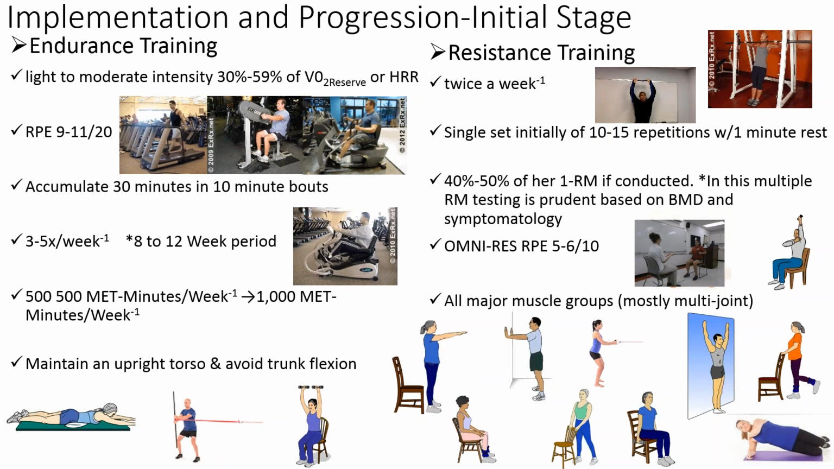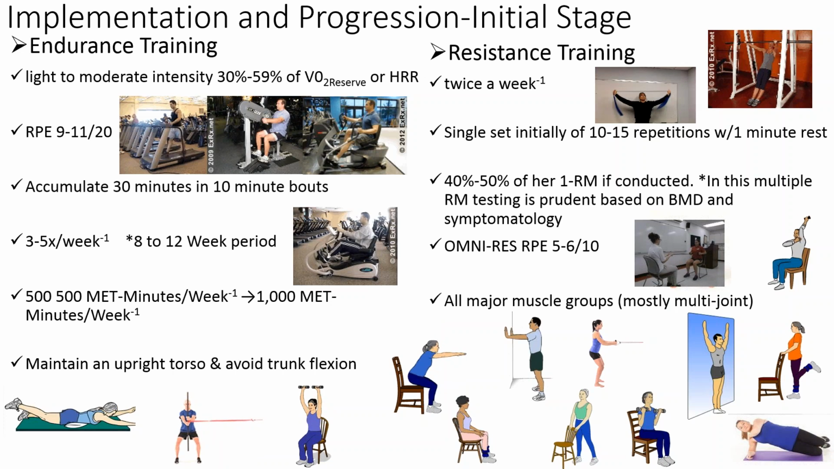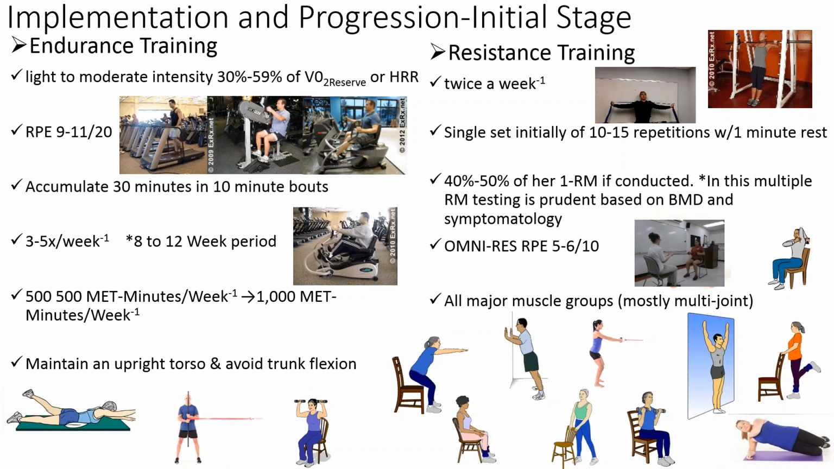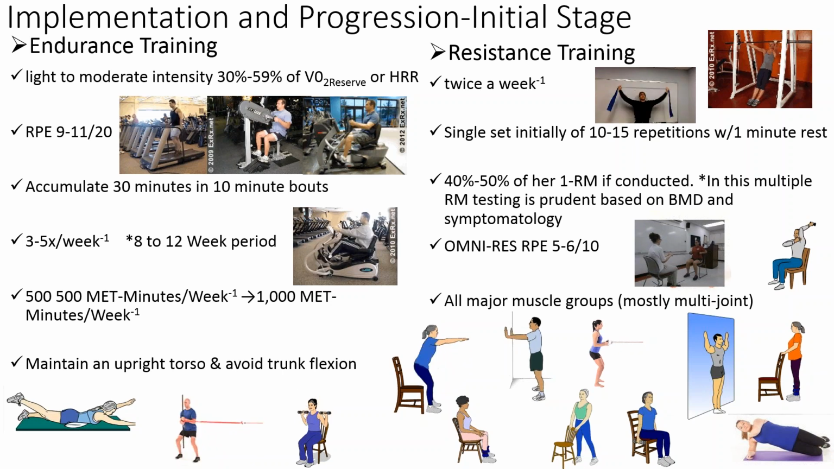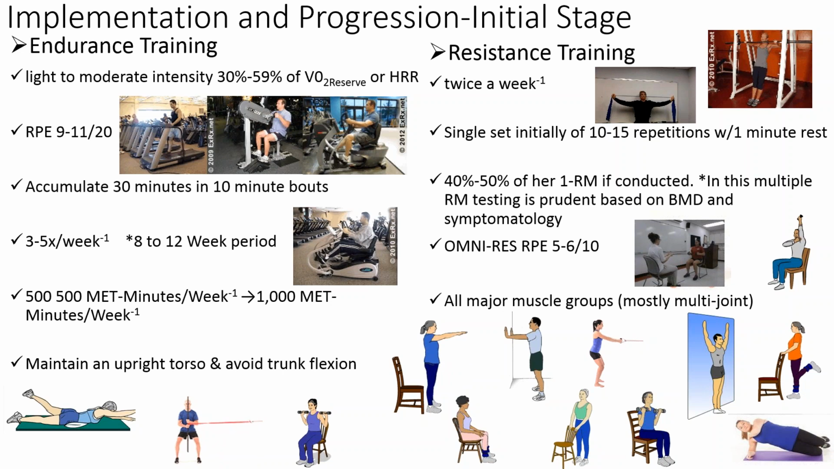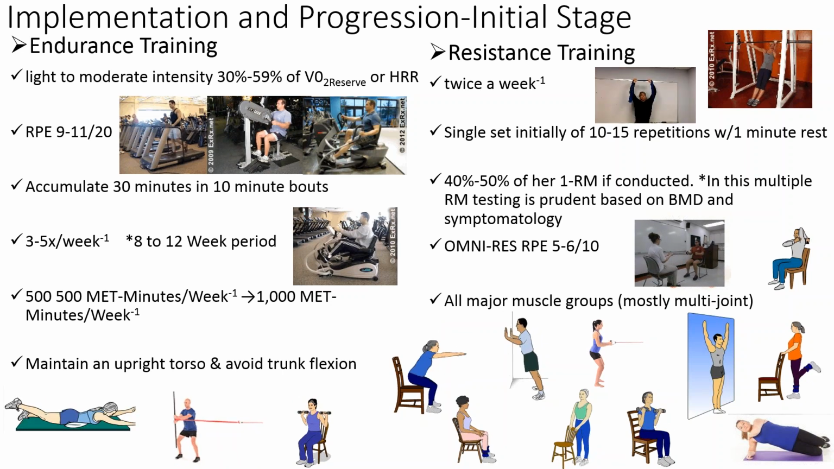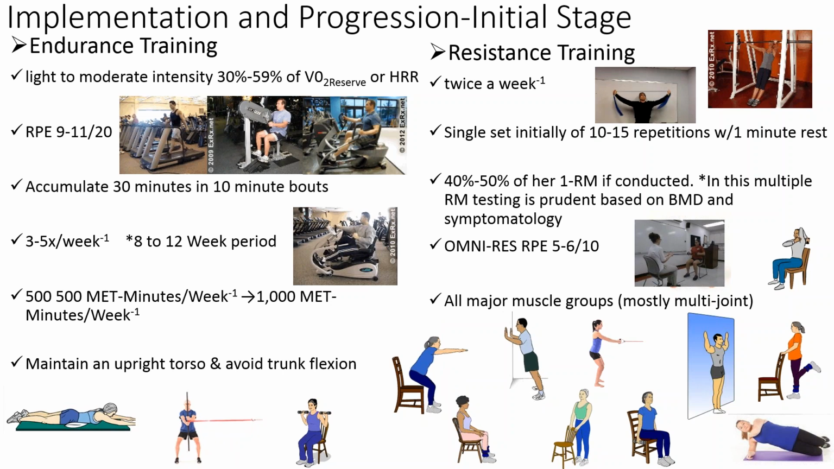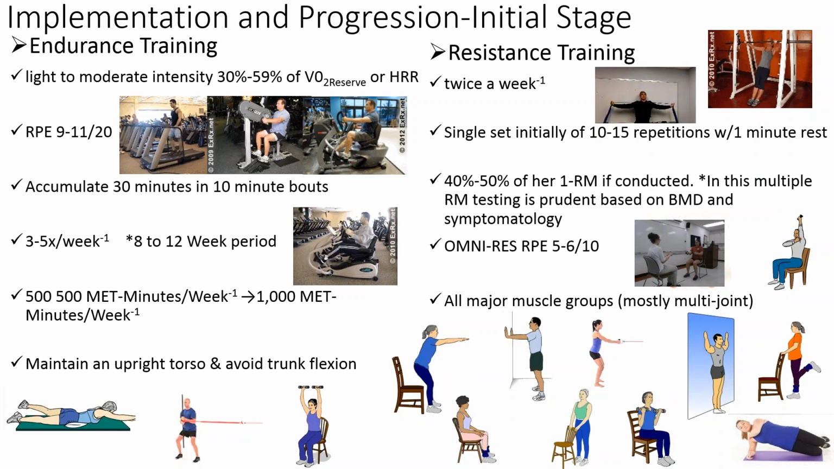So an initial goal of accumulating 30 minutes in 10-minute bouts of training between 3 and 5 times a week, I think is warranted. Resistance training should include a single set protocol for all major muscle groups initially, and should be done minimally twice a week with an intensity load equivalent to approximately 40 to 50% of her 1RM. If you conduct a 1RM, and it may not be warranted in her case with her profile, I'll discuss that in a moment.